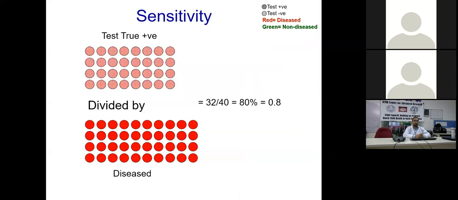So what is sensitivity? Sensitivity is test true positives divided by all those who are diseased. That means it answers the question, amongst those who are truly diseased, in what proportion is the test truly positive? So in our example, the denominator was 40, as you already know, and the numerator was 32, from 8 columns and 4 rows. So that was 80% or 0.8. So sensitivity in our example is 80%. It is also known as the true positive rate of the test.